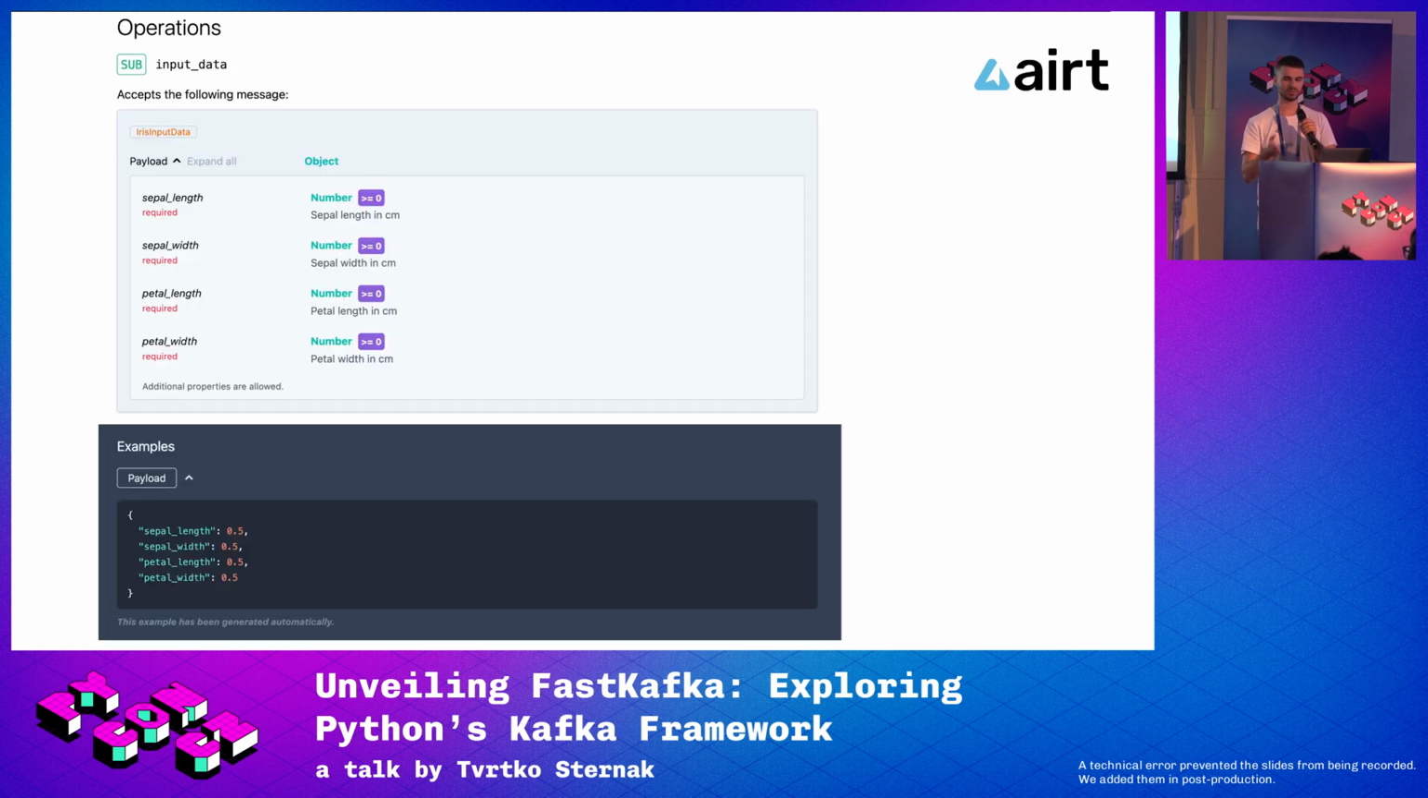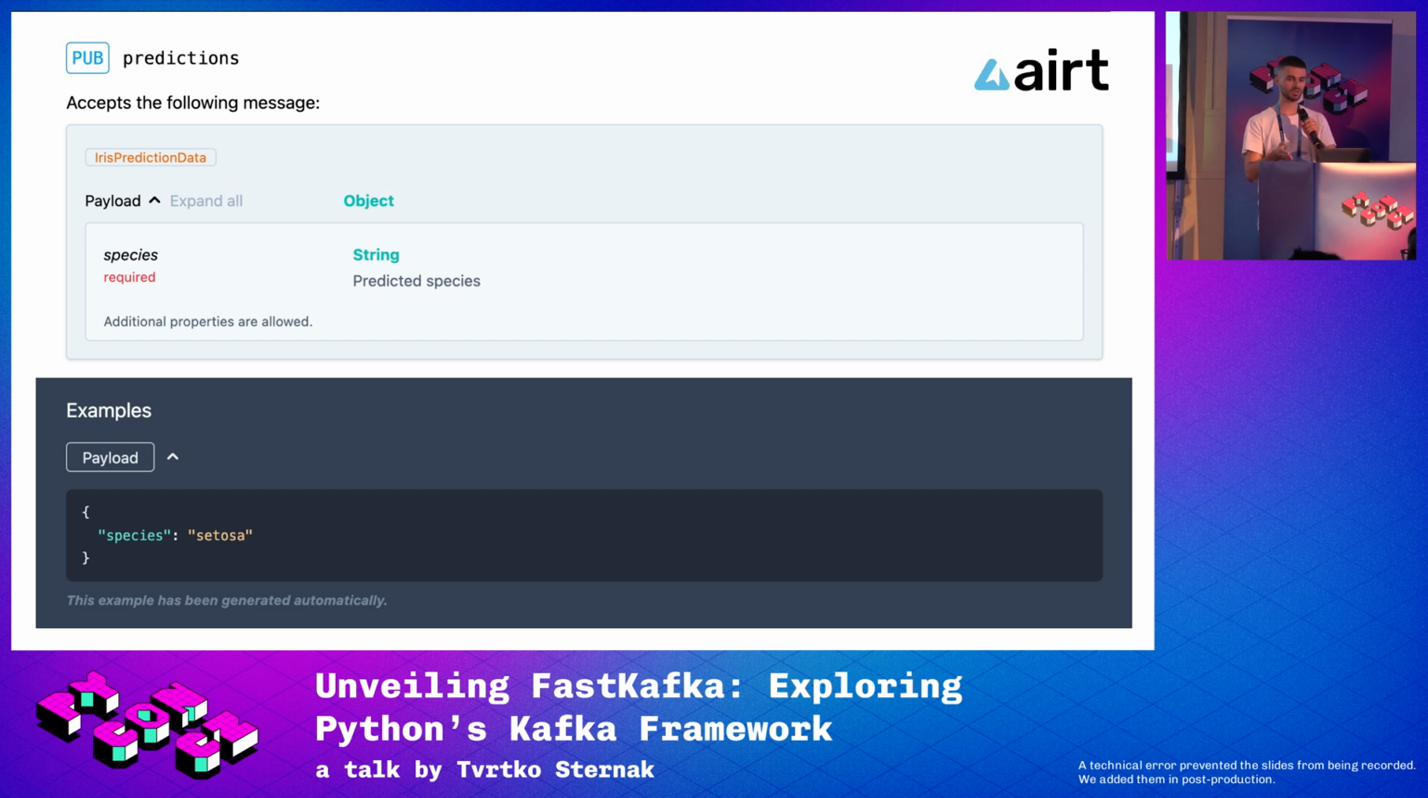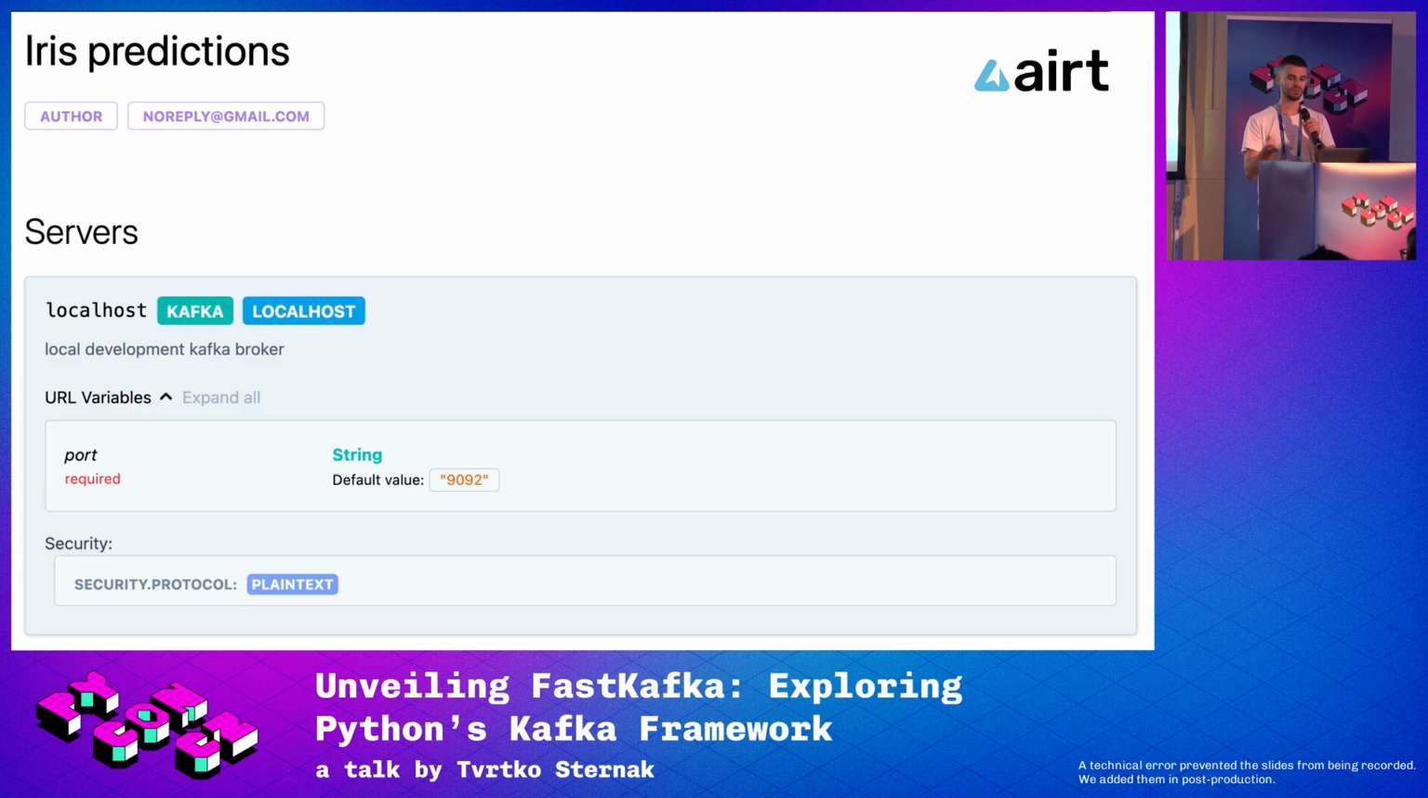So you have your subscribers documented. It's reading from input data. In our case, it's a fairly common machine learning problem, the iris setosa dataset. So it's consuming the parts of iris flowers, and it's publishing to a predictions topic, and it's publishing a string of predicted species of the incoming flower. And yeah, also you have your connections documented. So the service you want to connect, in this case, this is localhost, the type is Kafka, and you have some security protocols and what port and whatnot.